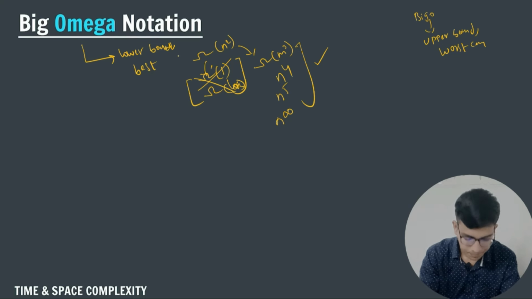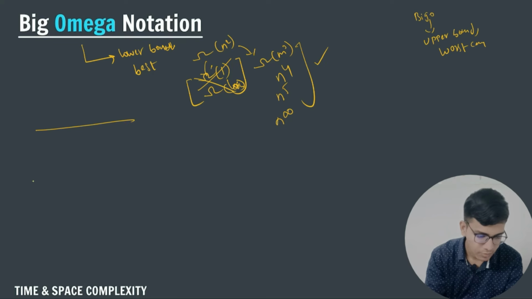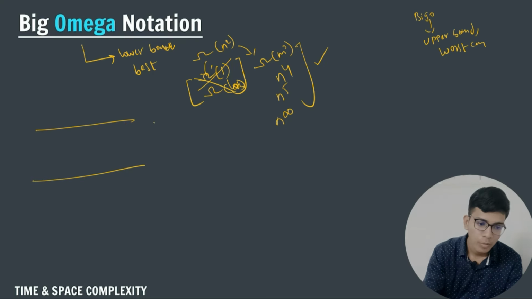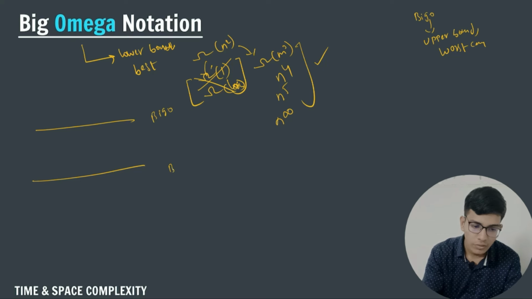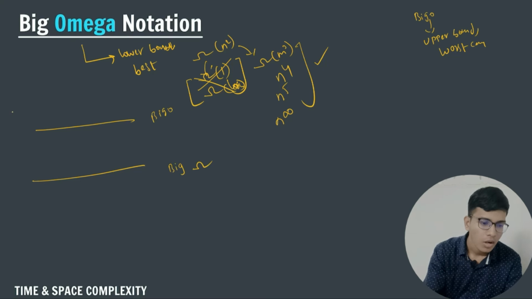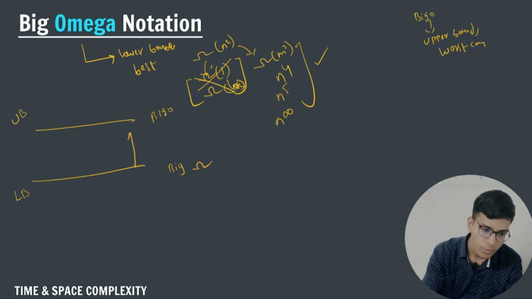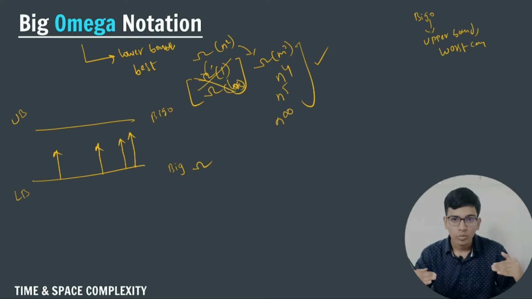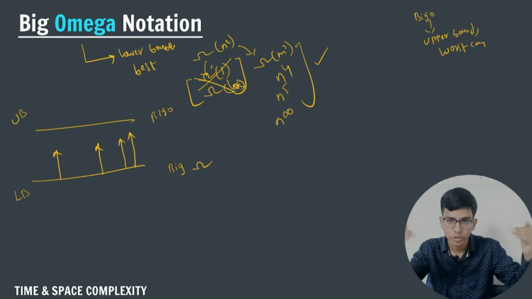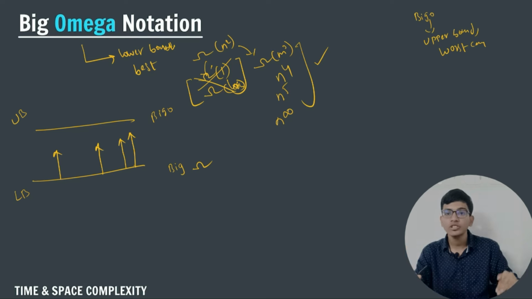I can also draw a diagram to represent big omega. This is big O and big omega. This is my upper boundary and this is my lower boundary, which is my best case. Whatever value we get for time complexity should be greater than or equal to this. It is possible to get higher values, but it is not possible to get lower values than big omega.